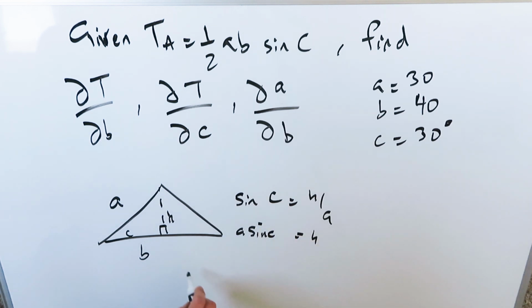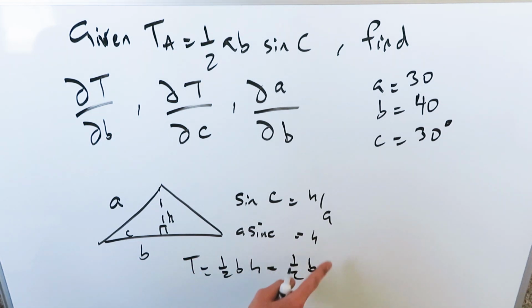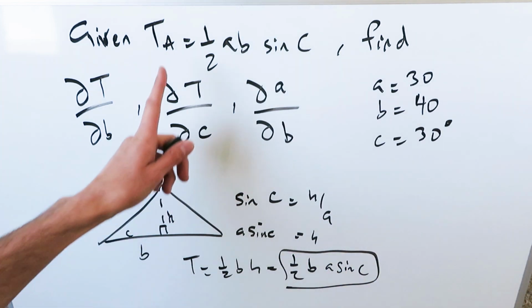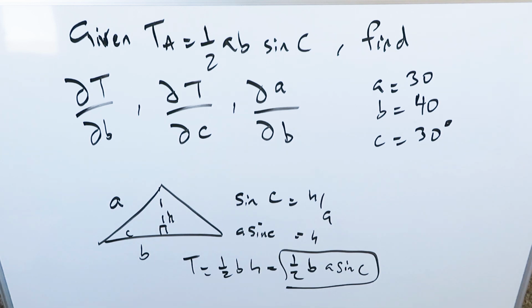When you plug it into the formula for the area of a triangle, half base times height, you have half times the base, which is B, and then for the height you plug in A sine C. Hence you get half AB sine C. That's how this secondary area formula comes about.